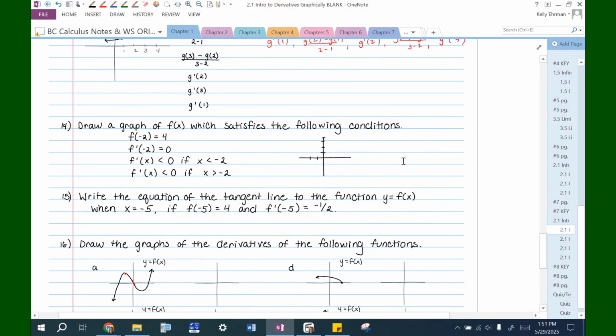Draw a graph of f of x which satisfies the following conditions. So do the easy part first. Plot f of negative 2, which is equal to 4. There will be a horizontal tangent there. F prime is less than 0, so f is decreasing to the left of negative 2. And again, f prime is less than 0, so f is decreasing to the right of negative 2. So the horizontal tangent is because we have something decreasing, you got to level out, and then decreasing again. Something like that.